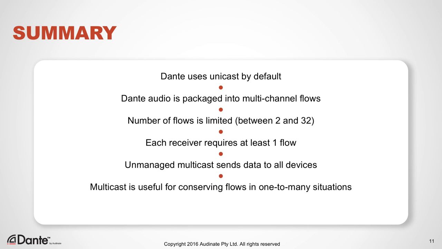When sending same audio channels to multiple receivers at once, consider creating multicast flows to increase efficiency and conserve available flows. Explicit management of multicast traffic using IGMP snooping is often not necessary on a gigabit network.